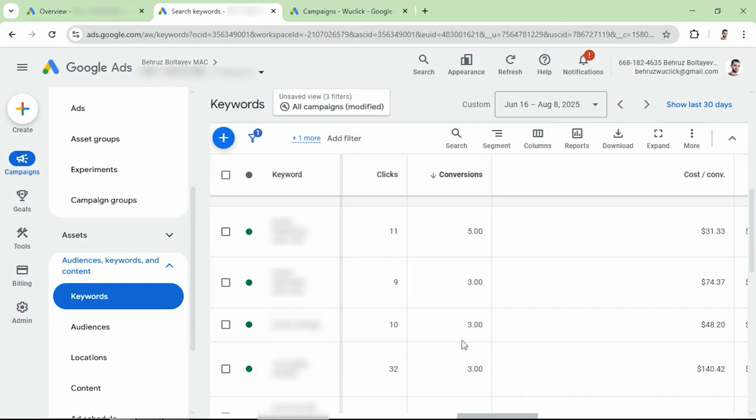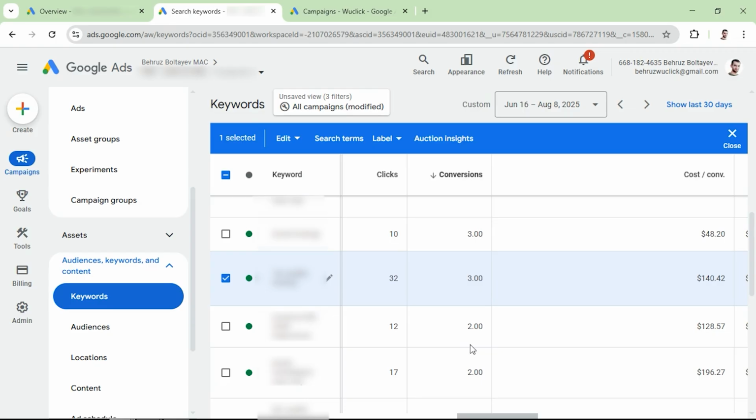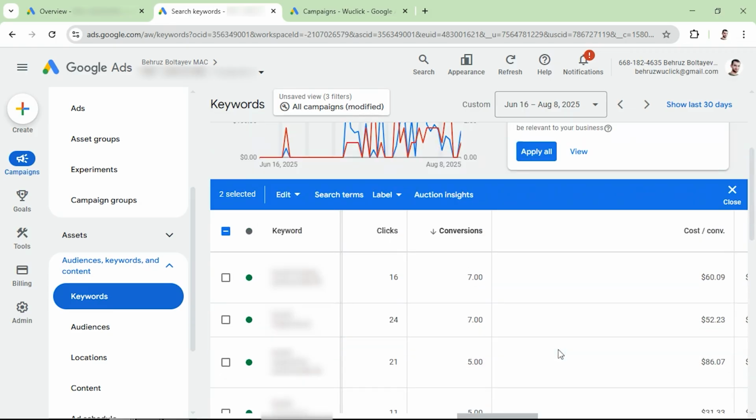If you scroll down, there are certain keywords we should be careful about. So this is bringing a little bit higher cost per conversion. So I will keep that in mind. But there were certain keywords which were bringing a very high cost per conversion. So if you scroll down, there is another one. So there are certain keywords which are attracting conversions with a higher cost per conversion.